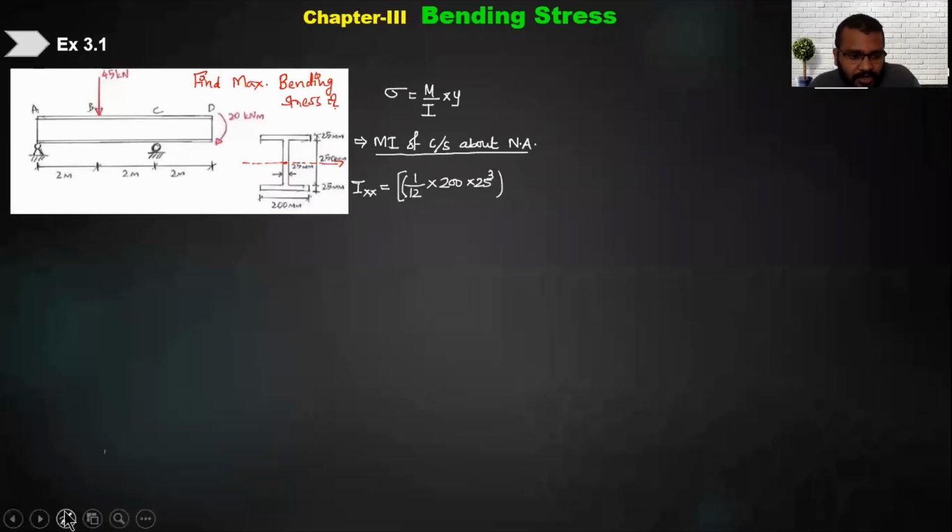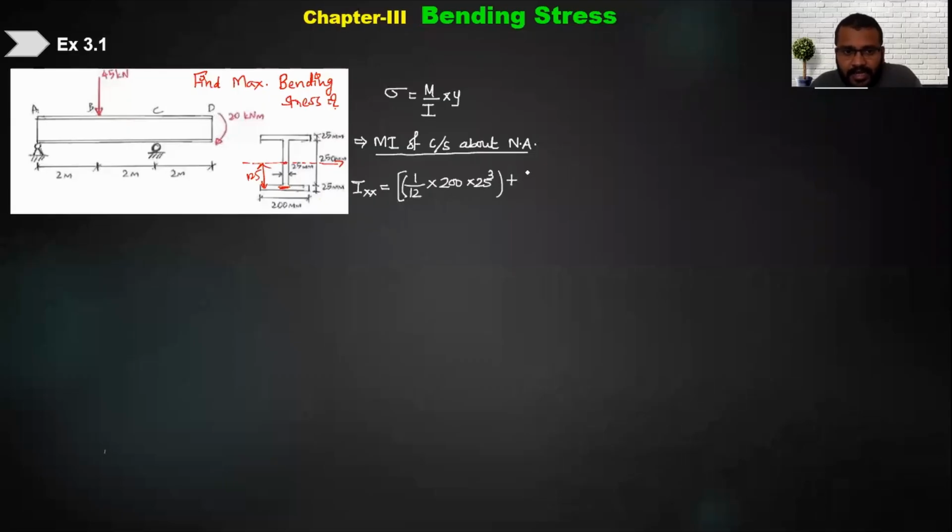So that is your inertia about this particular local axis. But I need to shift it. This is the inertia at this axis, but from here I have to shift it here. So what will that distance be? As you know, the total is how much? 250, right? This is 250. So half of it will be 125. To this 125, I have to add half of the flange thickness. So 125 plus 12.5, how much will it be? 137.5.